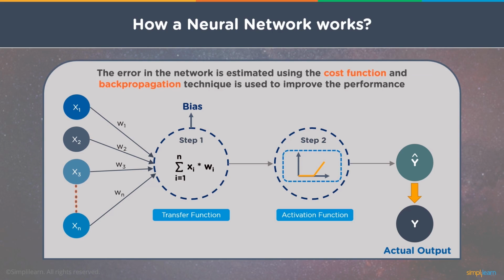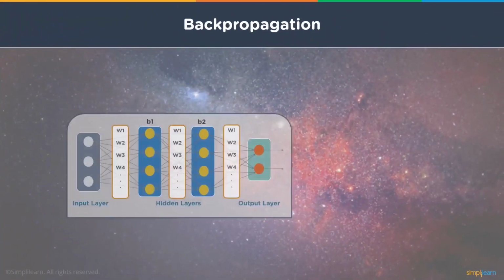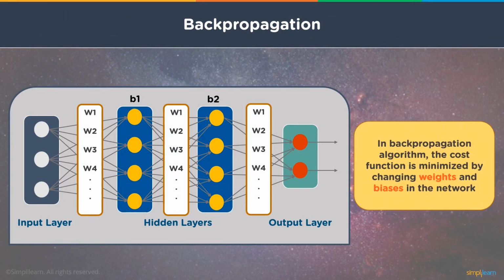The error in the network is estimated using the cost function, and the backpropagation technique is used to improve the performance. So in the backpropagation algorithm, the cost function is minimized by changing weights and biases in the network. And you can see here we have our input layer, we have our hidden layers, and we have our output layer.